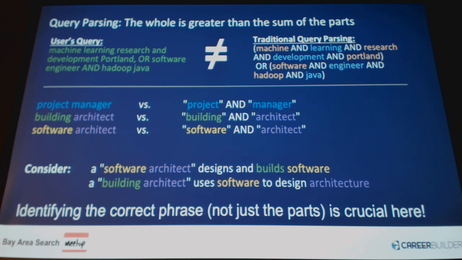Building architect matches any document that has the word building and architect. Software architect is software and architect. Just consider that a software architect is someone who designs and builds software, and a building architect is someone who uses software to design architecture. And so the engine is going to be utterly confused. If you could type software building architect, then you would get results back because those words appear commonly across both domains. I've seen this as well, just using the basic search engine. So it's really important not that we just understand what the individual words mean, but that we can actually parse out phrases, because the sum of a phrase is worth much more than the individual parts.